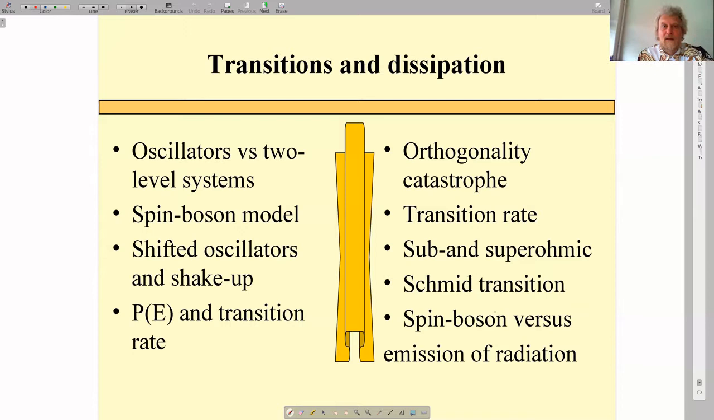So, welcome. This will be lecture number 11, which means that we are nearing the end of our course. I will proceed with a description of dissipative quantum mechanics.